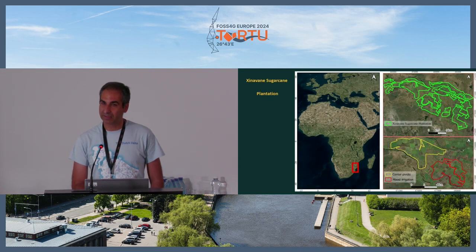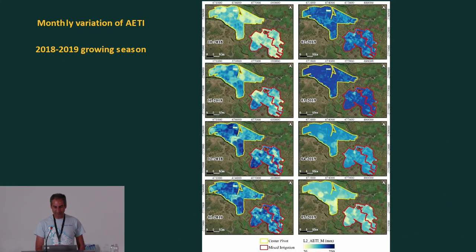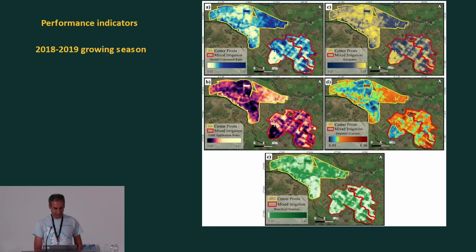And in the paper you can read that we applied this to a case study here, Xinavan's sugarcane plantation in Mozambique. Here you see the temporal evolution of evapotranspiration and interception over this agricultural area. You see that in March this is the highest, where most water is used for irrigation and the crops are high. In other seasons it's drier. And here is a result of the performance indicators that can help the farmers to see how, in fact, every pixel performs. We can see here a difference between different types of irrigation, like pivot irrigation or furrows.